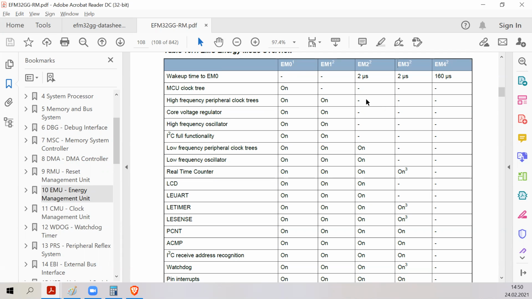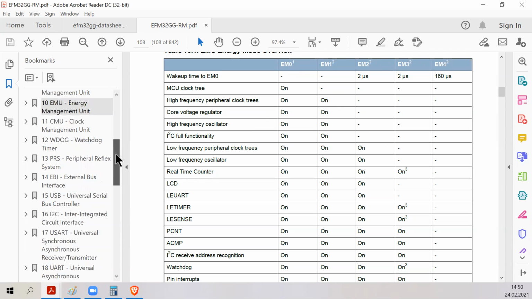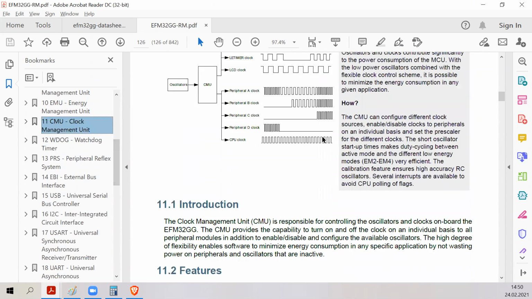So usually in the code, you would write a simple line of code that while we're sending data, we wait, for example, in energy mode 1, and once the data transmission is complete, we go to energy mode 2. And energy mode 2 is good because it leaves the low frequency clock running. Let's go to our clock management unit again.